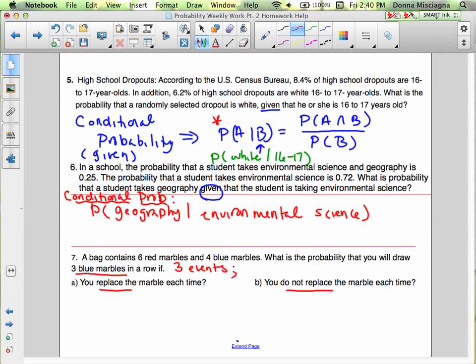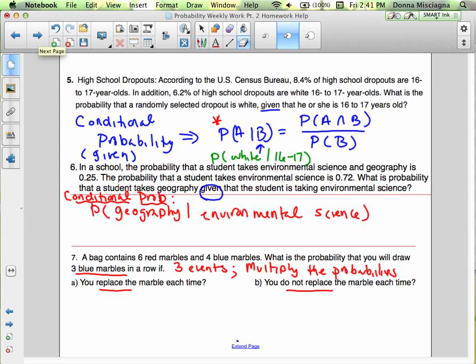In both of these cases, multiply the probabilities together. They are not the same problem, even though you are picking the same marbles. In each case, you are picking 3 blue, but in B, you do not replace them.